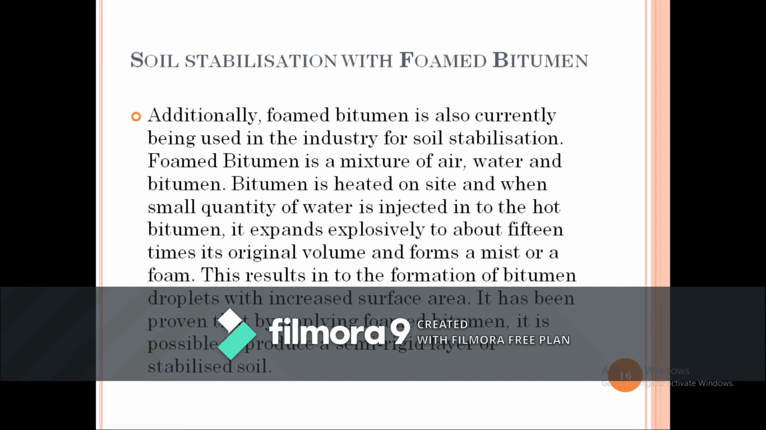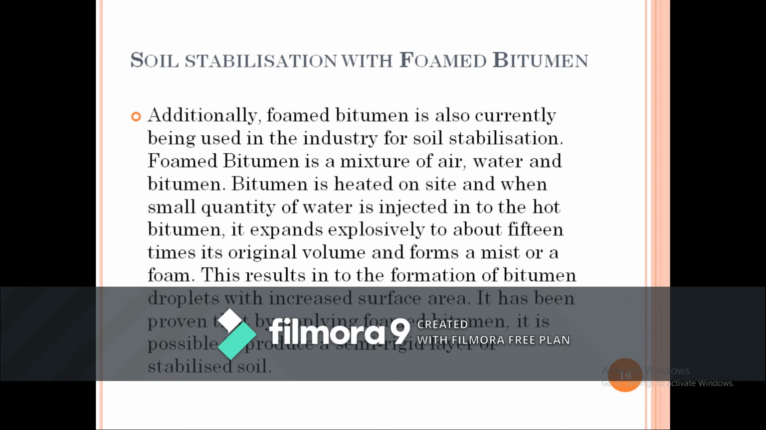Additionally, foamed bitumen is also currently being used in industry for soil stabilization. Foamed bitumen is a mixture of air, water and bitumen. So what is it you are adding? Air you are adding, water you are adding, and then you are adding the bitumen. Bitumen is heated on the site, and when a small quantity of water is injected into it, the hot bitumen expands explosively to about 15 times its original volume and forms a mist or a foam.